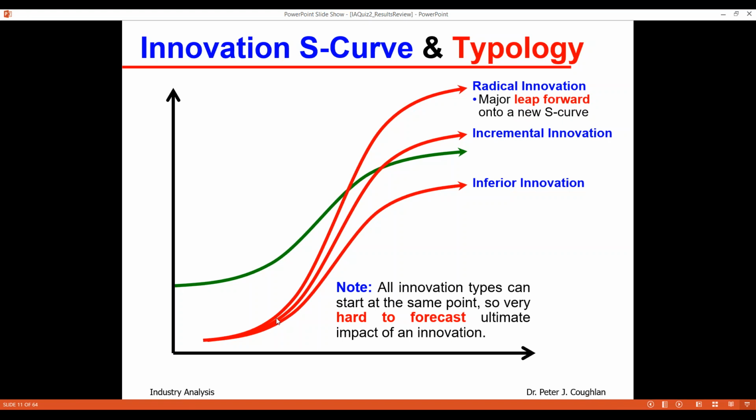Typically, when they first come on the scene, they're underperforming the existing, established technology. It can be very hard to identify whether it's going to end up being a radical innovation or more incremental or be inferior, right? That's the idea: projecting the S-curve can be very difficult in that regard.